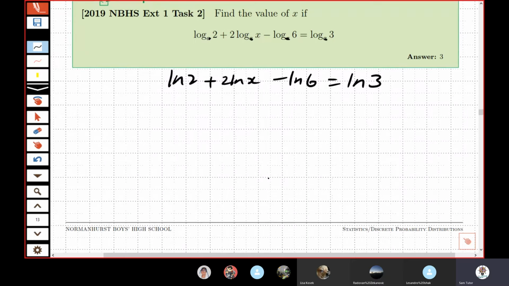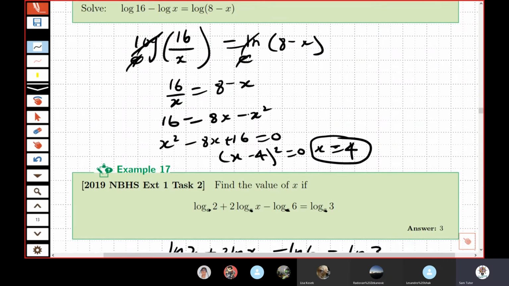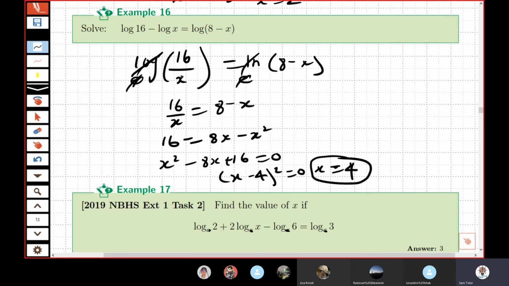If you have absolutely no idea what's happening, please let me know now, so I can fix that up. I'm very confused. Are you very confused about this top question as well? Yeah, kinda. How can you then tell me? So wait, the first step, log 16 take away log x. Do you get how I got the division there using our log laws? Yeah. And then I've got log 16 on x equals log 8 take away x, and then I get rid of the logs by exponentially.